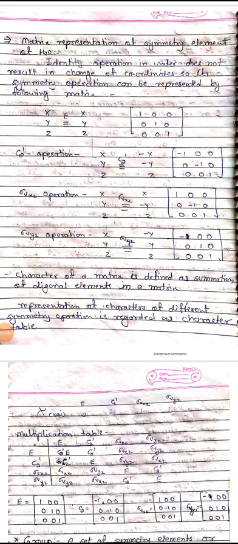Today we are going to discuss MSc final year group theory, unit first. In this unit, we have discussed element of symmetry, and symmetry operations, matrix representation of symmetry operations, and different symmetry operations that are associated with the molecule.